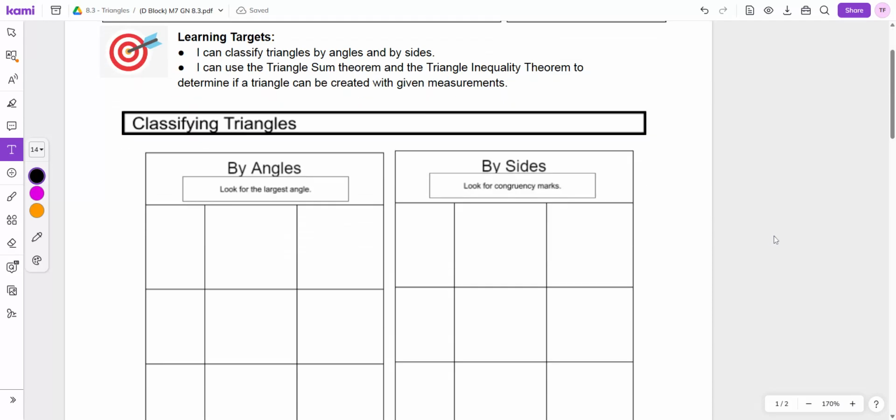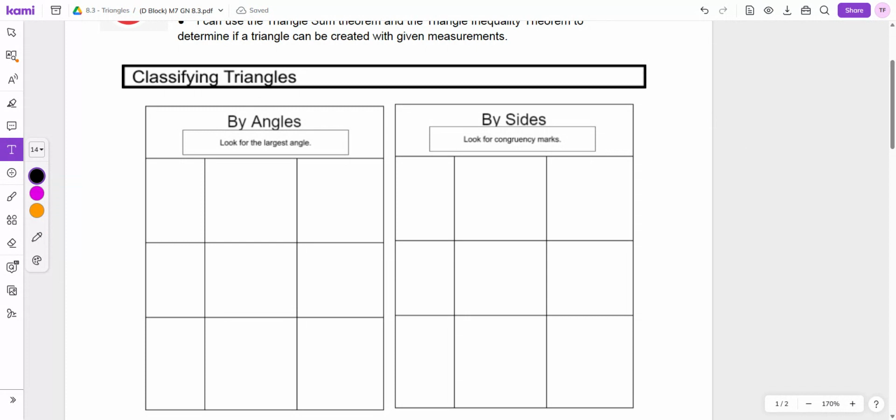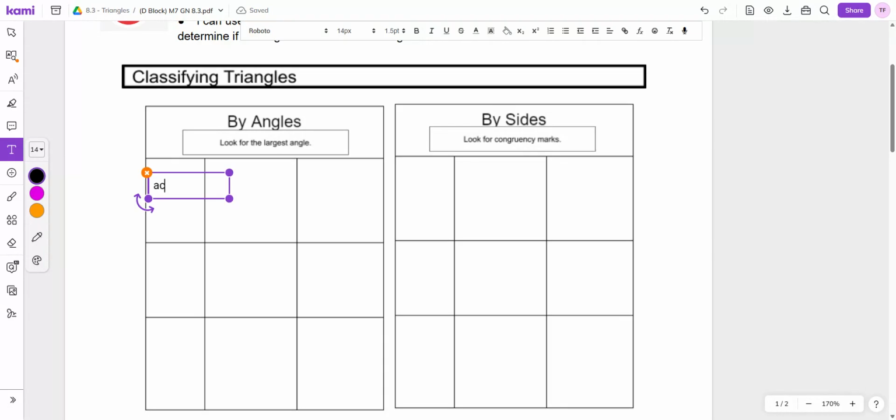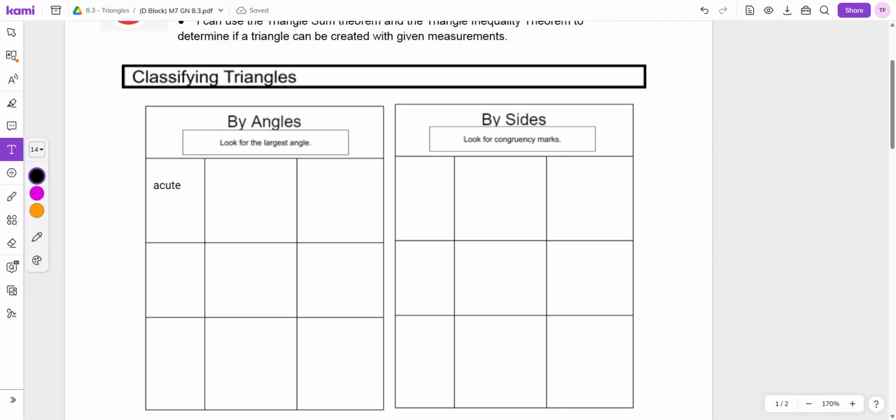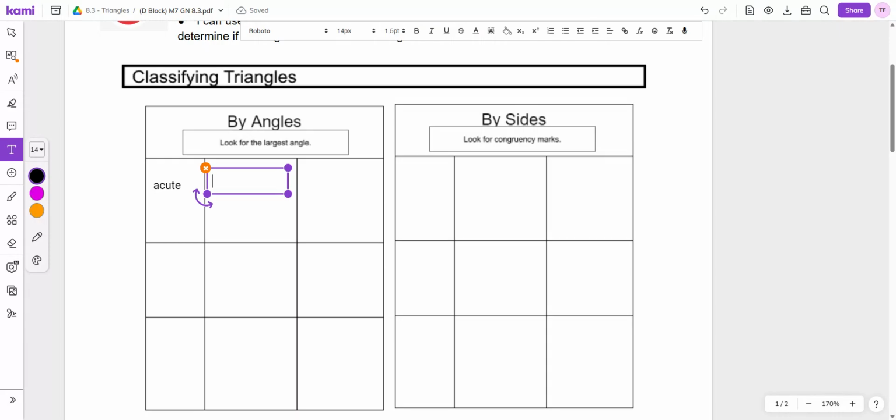All right, so we're going to talk about triangles by the angles first. What I always tell my students is, look for the largest angle. Whatever that largest angle is, that's the type of triangle. So for instance, if you look at the largest angle and you find that it has an acute measurement, then the triangle is an acute triangle. So what does acute mean? Well, that means that the angle measures between 0 and 90 degrees.